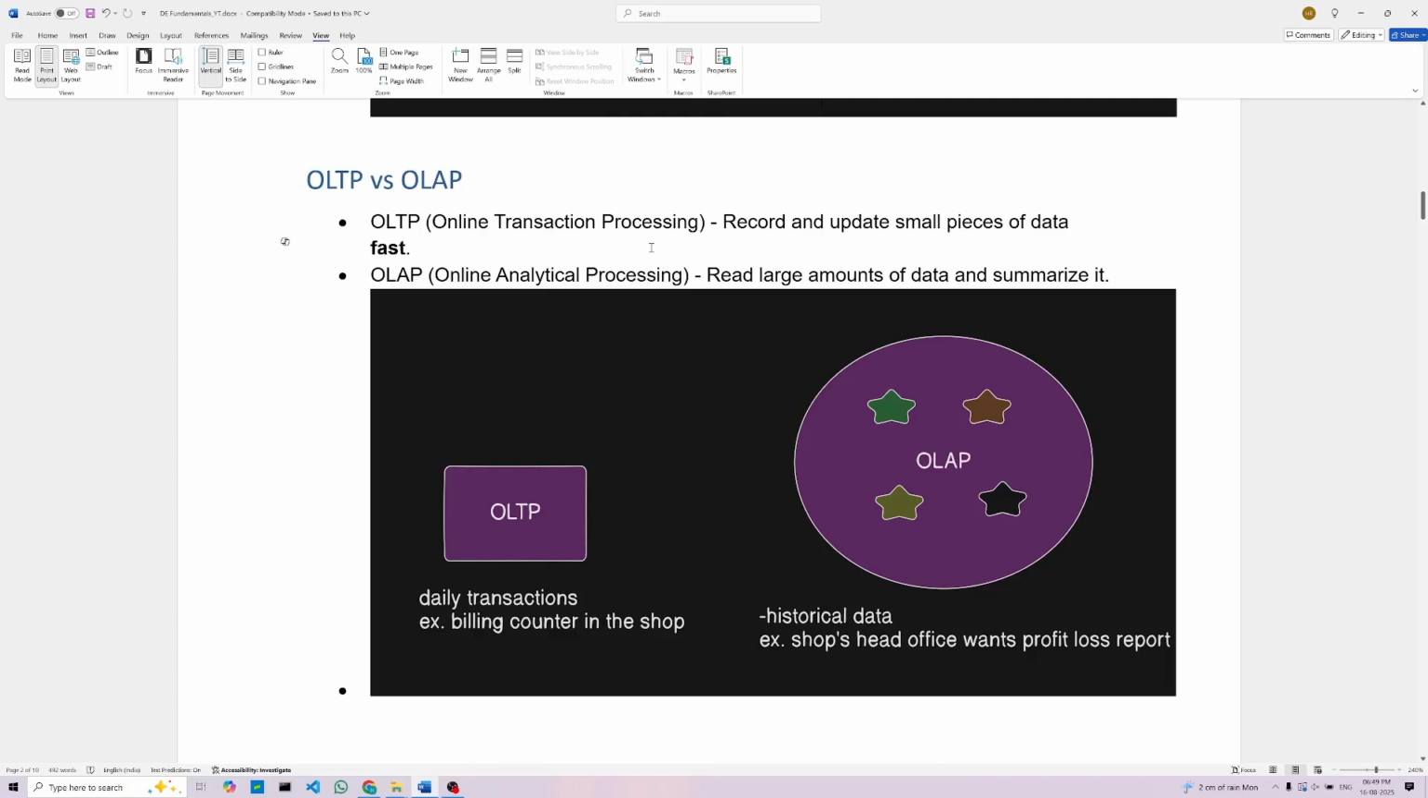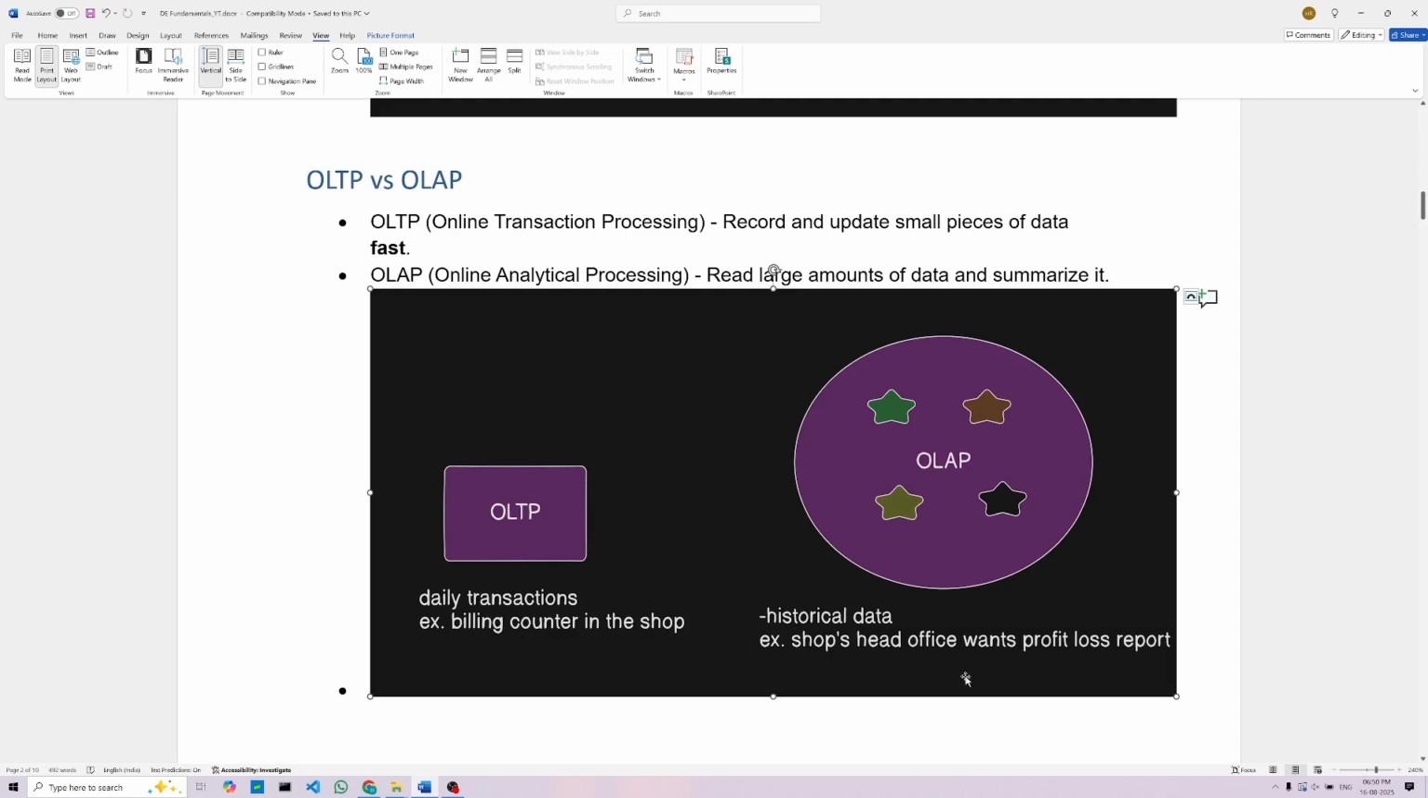Now next is OLTP versus OLAP. Their full forms are online transaction processing and online analytical processing. You can check the diagram. OLTP systems means you can remember it as daily transactions, so we will use it daily. Let's say you go to a shop and buy something, then we will do billing. Each and every time we will do billing, so it is getting used daily. So for daily transactions remember this, OLTP.